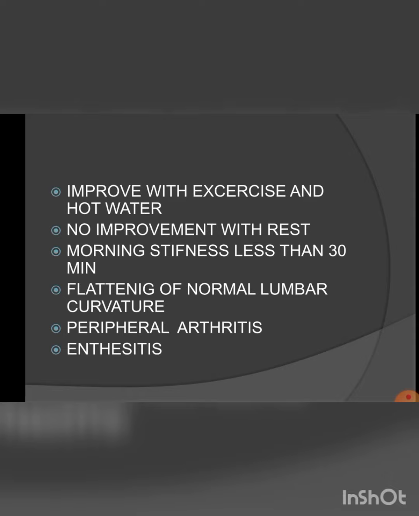Flattening of the normal lumbar curvature occurs, and along with the sacroiliitis and the spinal vertebral inflammation, there is a peripheral arthritis which mainly involves the lower limb more than the upper limb. There is an enthesitis. What is enthesitis? I have told before, it is the place where the tendon, ligament, and bone are attached.